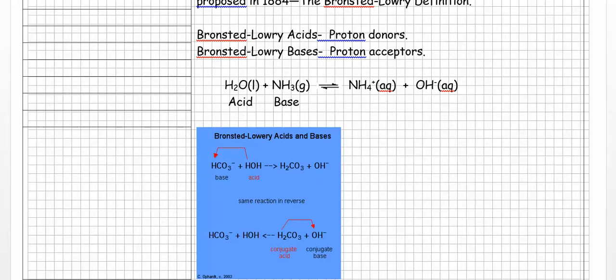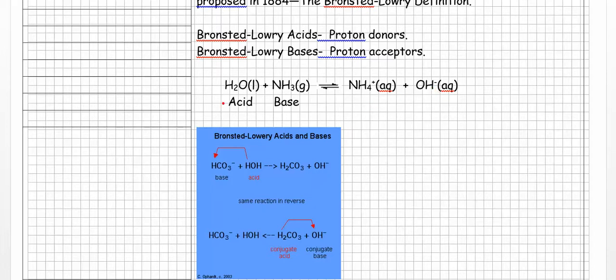So let's look at this reaction here. This is what's called an equilibrium. We'll talk a lot more about equilibrium later. It's when the arrow goes both ways. We won't worry about that aspect of it right now. If we take water, which is obviously liquid, and we take ammonia gas, and we put them together, we get ammonium ion, that's NH4 plus, aqueous, plus OH minus, aqueous.